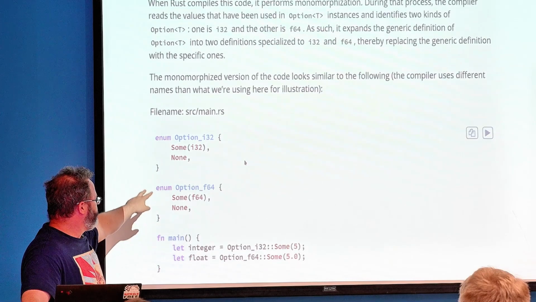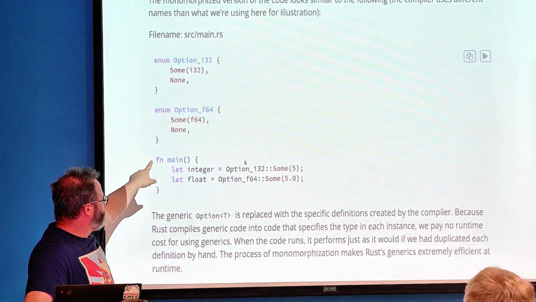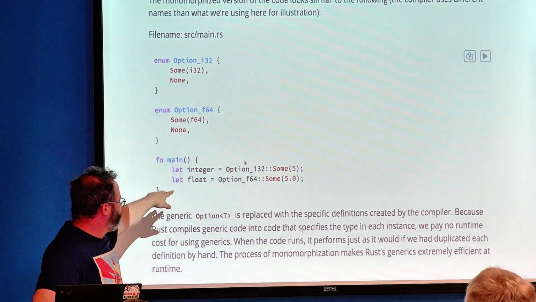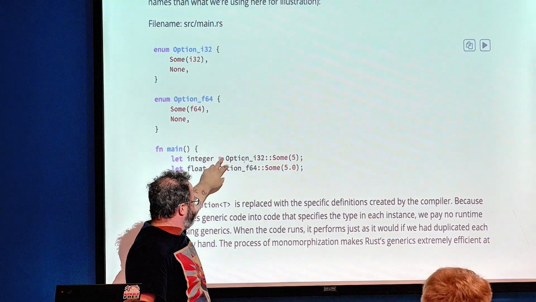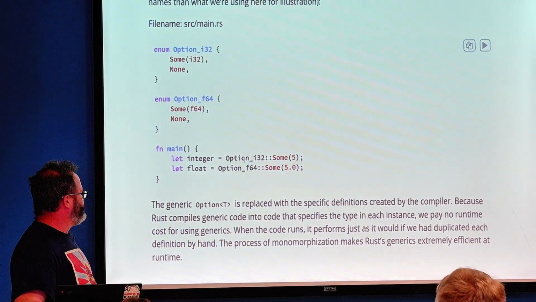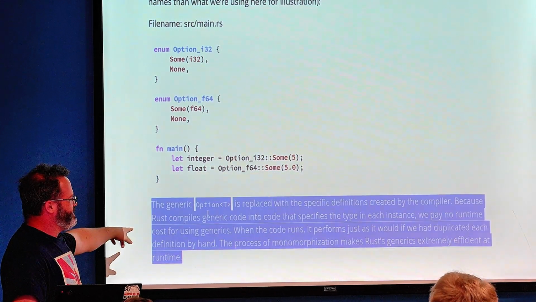OK, so here's an example of an option. This time we're doing I32. We have another option of F64. And we are creating this integer and float from these two different discrete option types. And what they're saying here is that the generic option T is replaced with these specific definitions by the compiler.